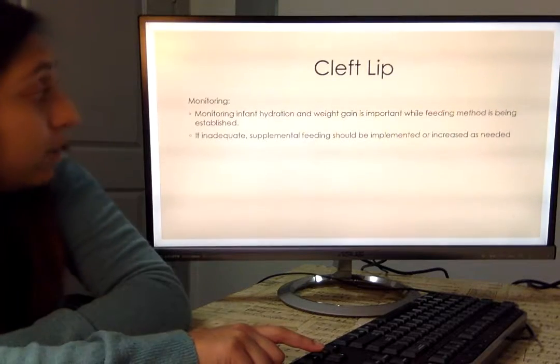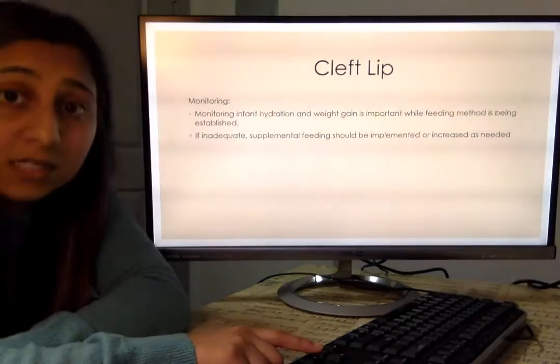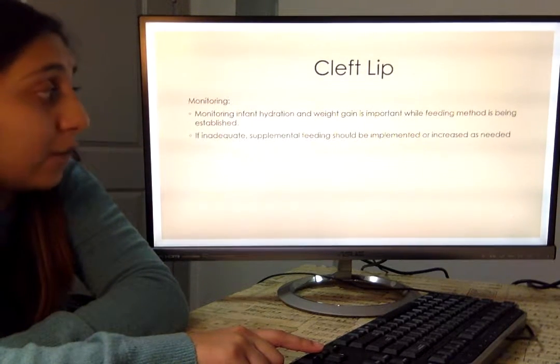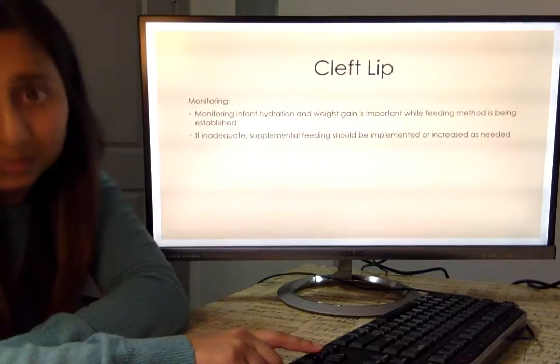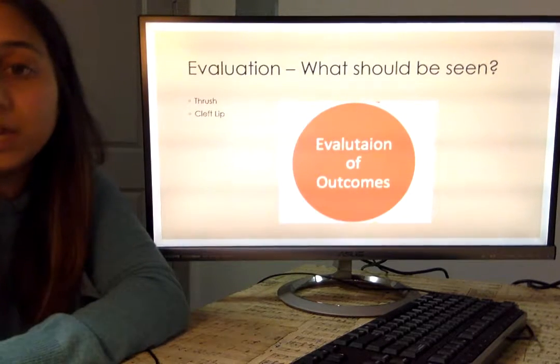Now, monitoring, we need to monitor infant hydration and weight gain while the feeding methods that are best for the mom and infant are established. And if it's inadequate, we are going to give express breast milk or increase the amount of express breast milk given per feed. Now, evaluation.